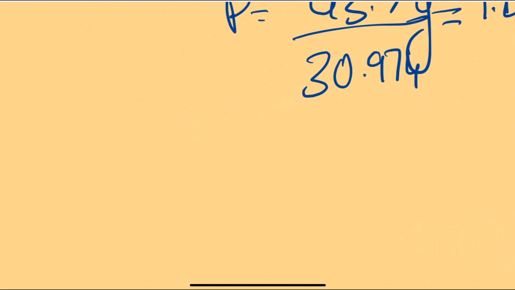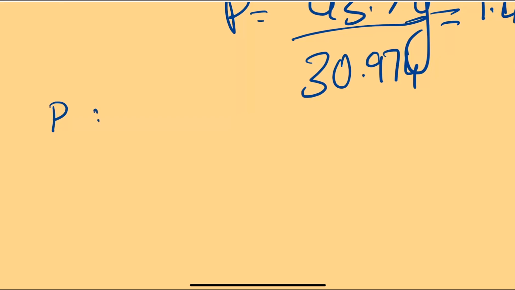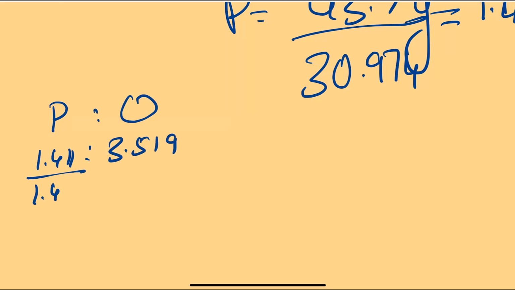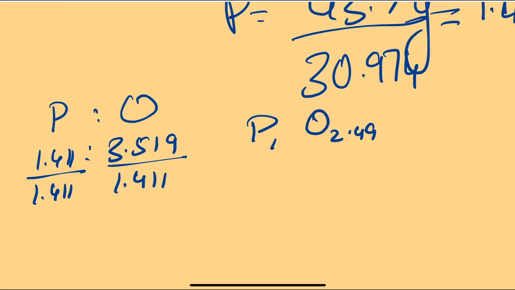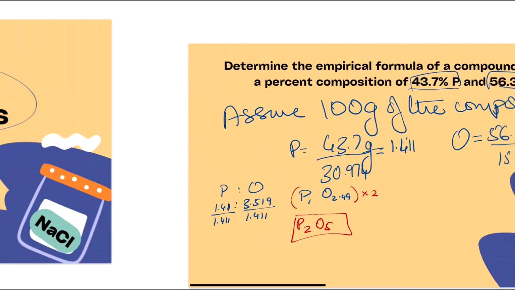Now the next step is that you divide by the lowest number of moles. So if this is 1.411 and this is 3.519, 1.411 is obviously the lower one. So you will end up with P as 1 and O as 2.49. Now obviously you cannot have half numbers, right? You need to have integers. You're looking for whole numbers. So you will multiply until you get an integer. If you multiply by 2, you will get P2O5. And that's it. That is your empirical formula.